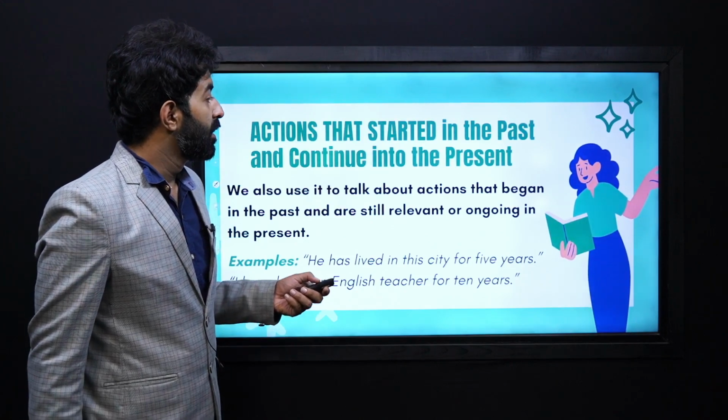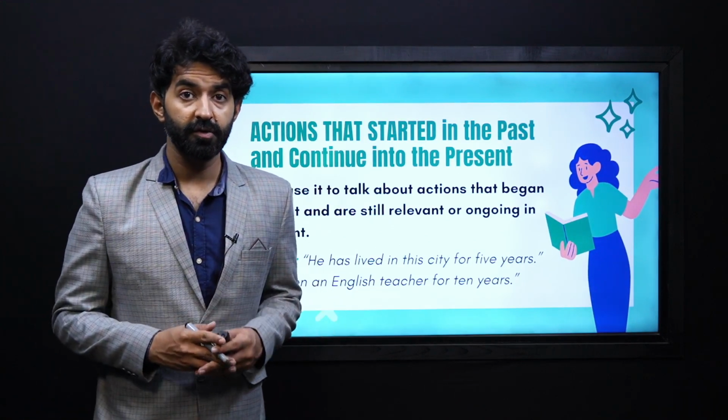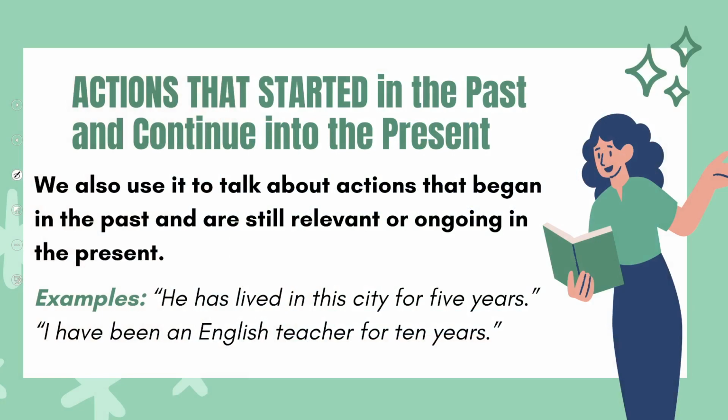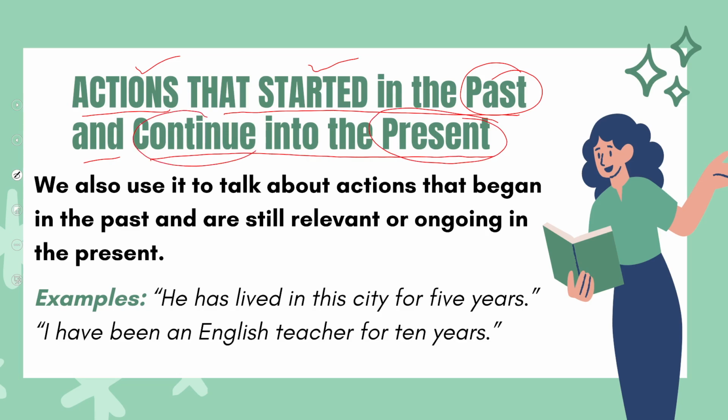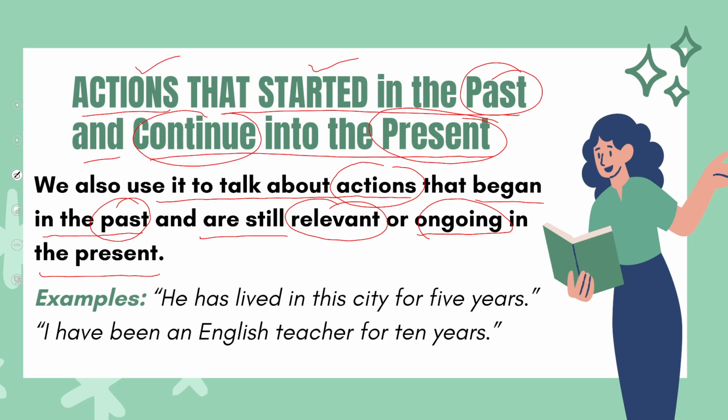Now, we also use our present perfect tense when we are showing actions that started in the past and continue into the present. So, we also use it to talk about actions that began in the past and are still relevant or ongoing in the present. For example, he has lived in the city for 5 years.